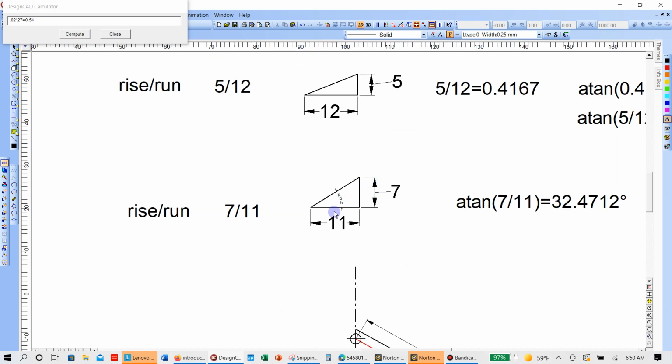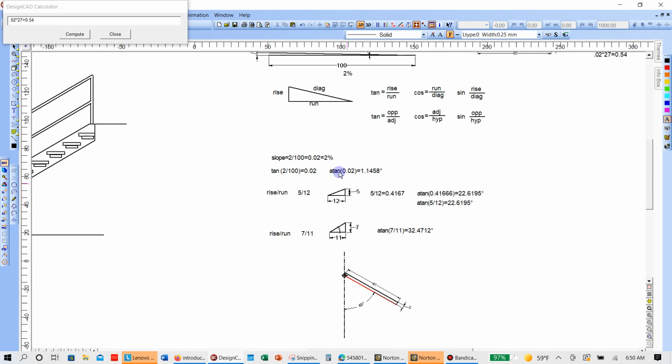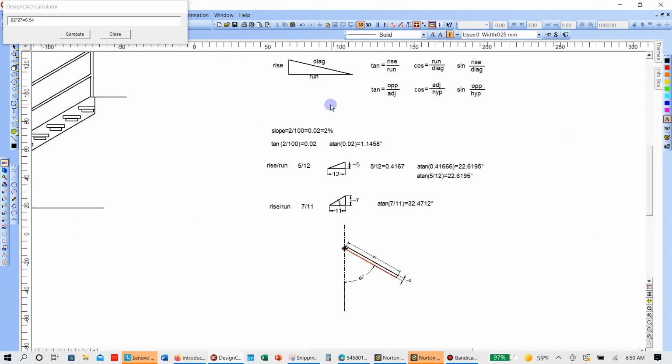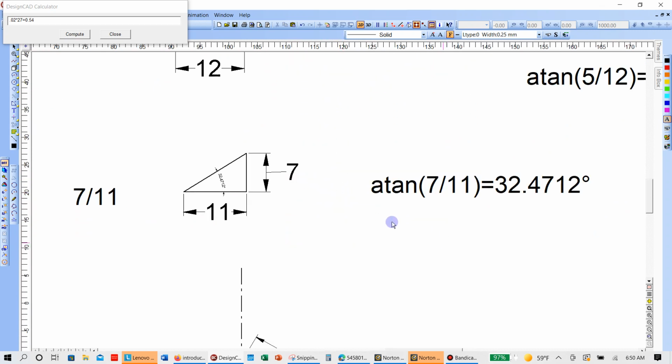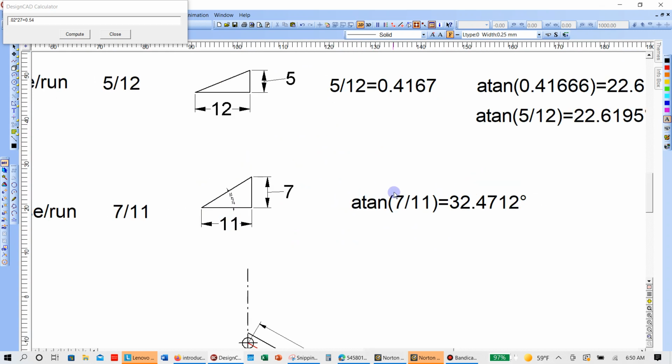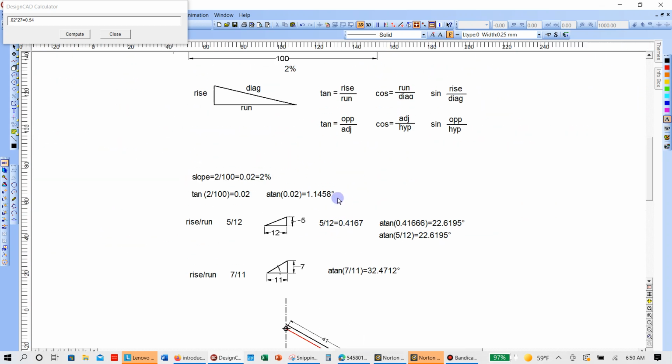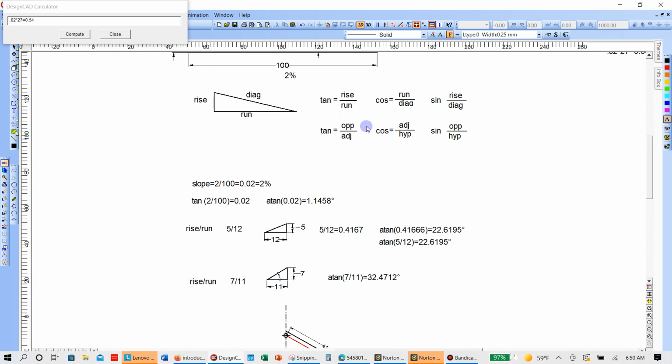The rise divided by the run. It's a little backwards from this one, but it's just flipped. So you need to know that. Then you can calculate the arctangent of the rise divided by the run, and you get that. And if, let's say, you had the diagonal and the run, you would use the cosine. You would divide the run by the diagonal and hit arc cosine. So let's just do that real quick.